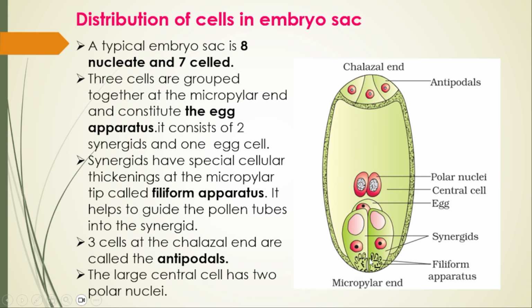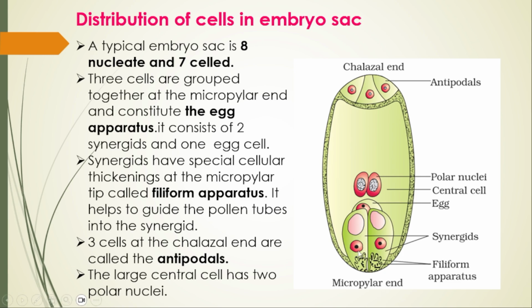At the micropylar end there will be a group of 3 cells which is called the egg apparatus, which consists of the egg and 2 synergids, and at the chalazal end we will have the 3 antipodals, and in the center there will be a large cell which is called what? The central cell, and which has what? Polar nuclei. This structure is very important for your theory purpose and for MCQ purpose also.